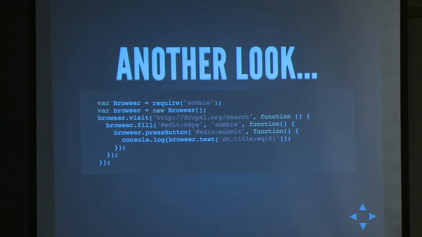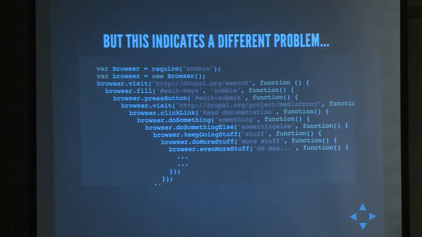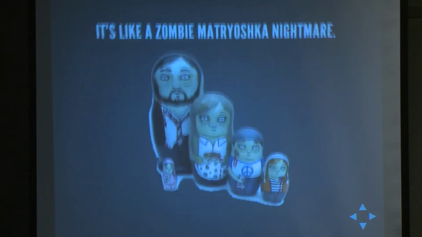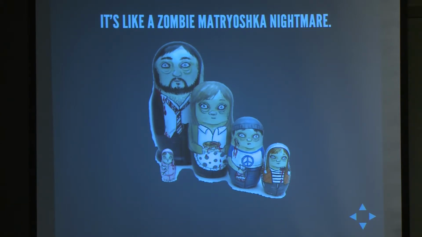But this exposes another problem. If any of you guys have seen this, what we have here is, let's say you want to visit a website, and then after that you want to click a link, and then there you want to do something, and you want to do something else. And there's like this callback hell. I mean, really, it's like a zombie matryoshka nightmare. It's these functions within functions within functions, and before you know it, you have unreadable code, and really it's an unusable project at that point. Anybody else who tries to write anything after that can't even maintain it. A lot of people call this callback hell, if you ever hear that term.